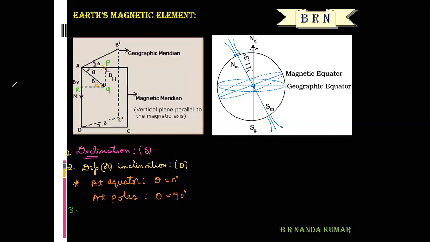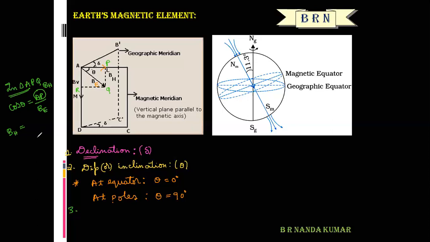We have to find the base component. Let us consider the triangle APQ. Here we have to find the base, so let us consider cos theta. Cos theta is base divided by hypotenuse. Base is AP, hypotenuse is B. So AP is the horizontal component, BH, of Earth's magnetic field.